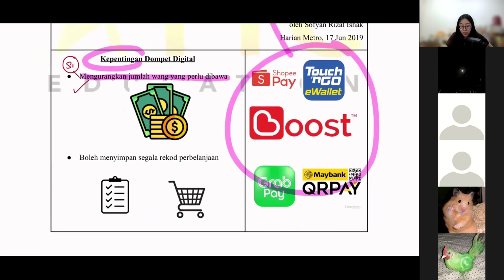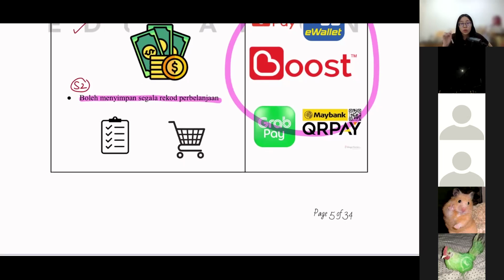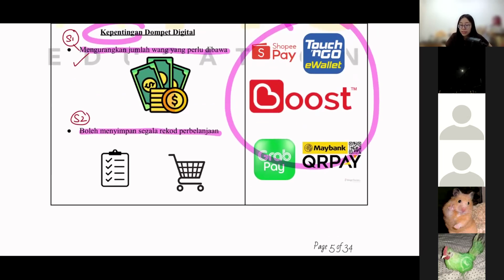And then isi kedua, boleh menyimpan segala rekod perbelanjaan. Because you can see back what you pay, what you buy, all this through the transaction records. So there's 2 EC. Okay, for those that really don't have enough word count, you have to think of your own third EC. What are other benefits?